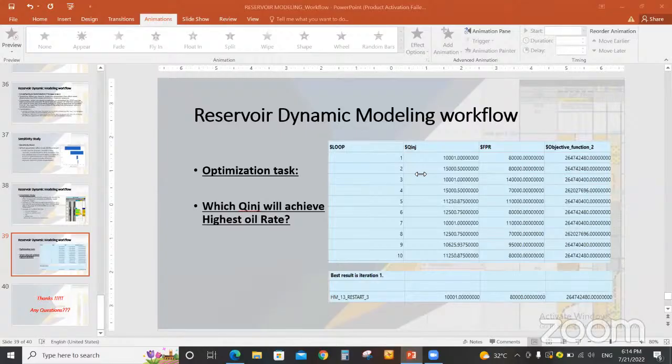What is the difference between forward and inverse modeling? Forward modeling means that you have a problem and you are solving it, trying to find its solution. But actually history matching is an inverse process. In the inverse process you have the solution, you have the production, and you are trying to estimate the properties of your reservoir. That is why we call history matching an inverse process.